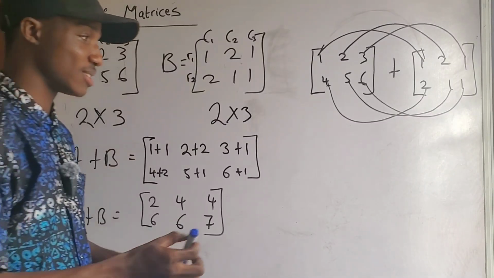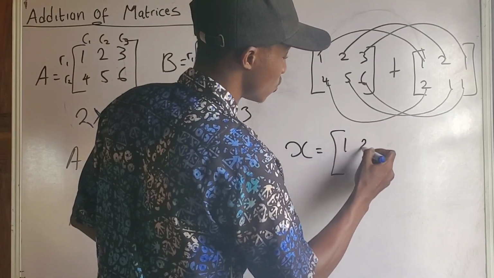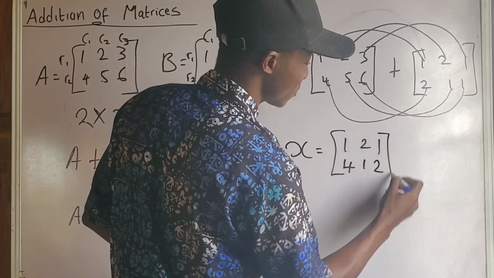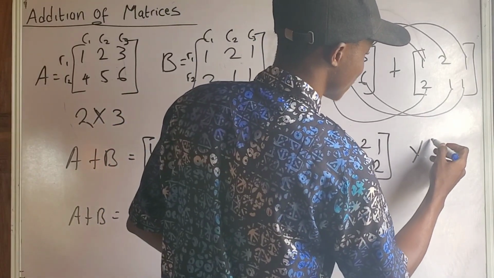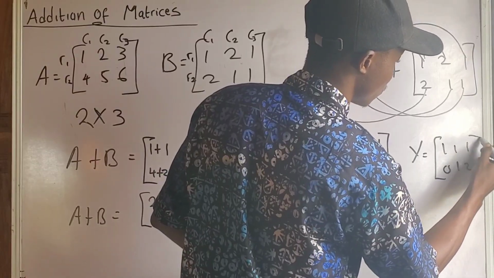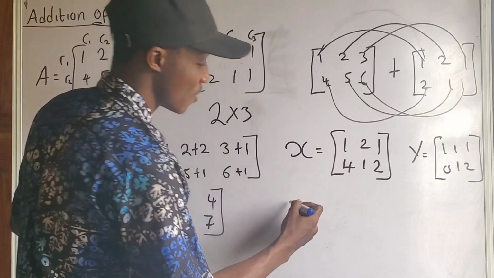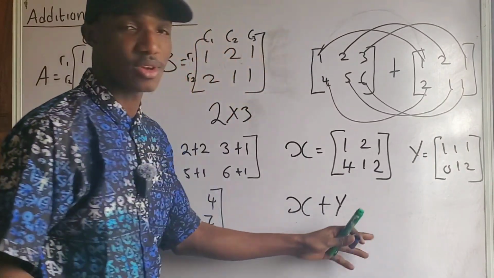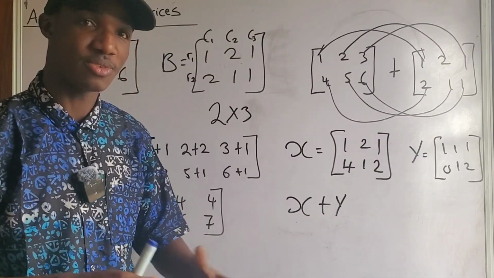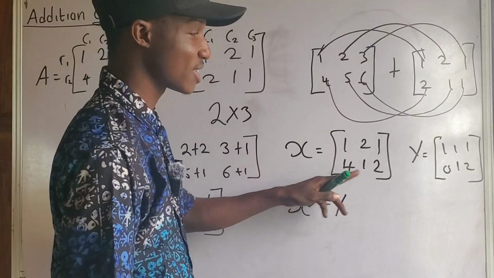Okay, now I want to practice this. Let's say you are given matrix X as 1, 2, 1, 1, 1, 2, 4, 1, 2, and you are given matrix Y as 1, 1, 1, 0, 1, 2. You are asked to find the sum of X and Y. I want you to pause this video, then do the solution. When you are done, play the video to check your answer. Do you understand? Okay, now let us find the sum of matrix X and Y.